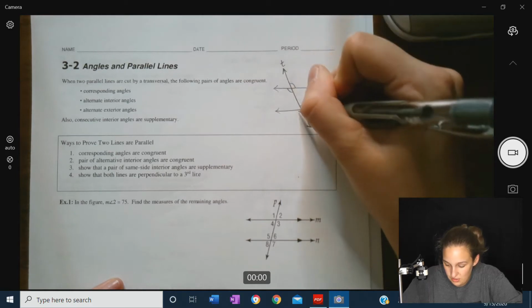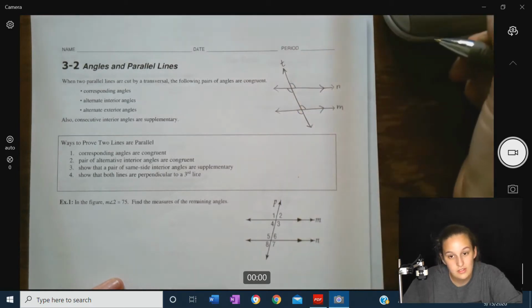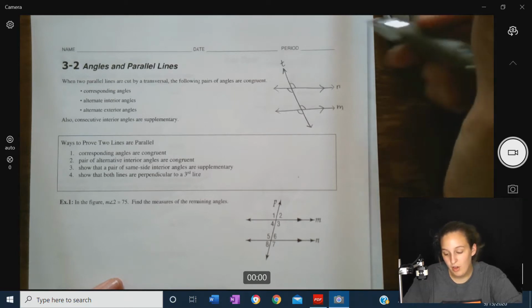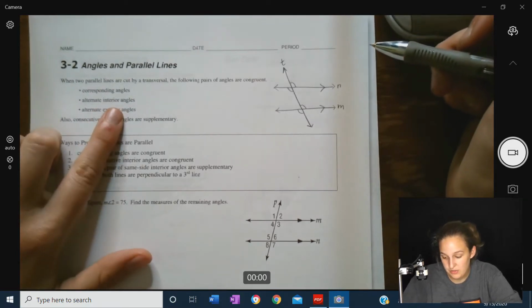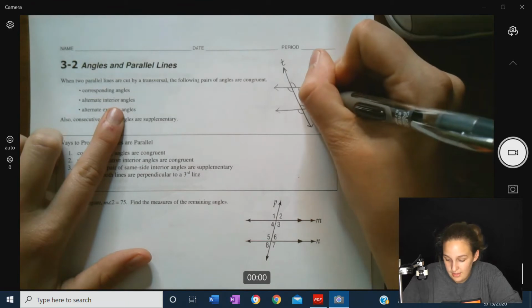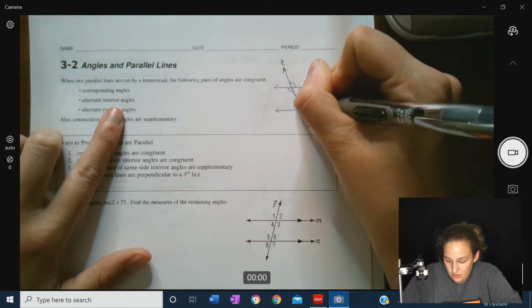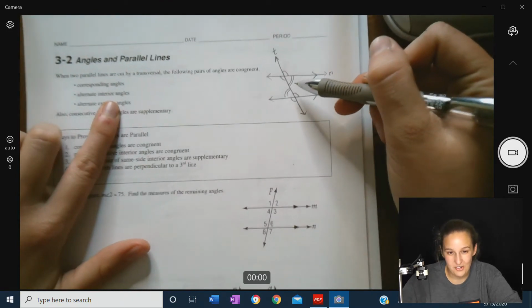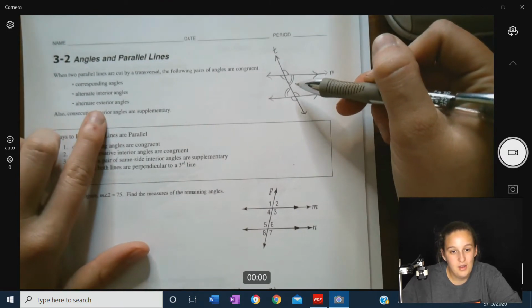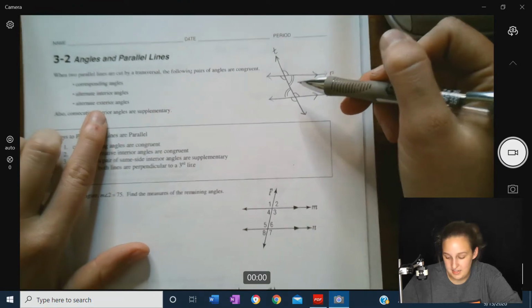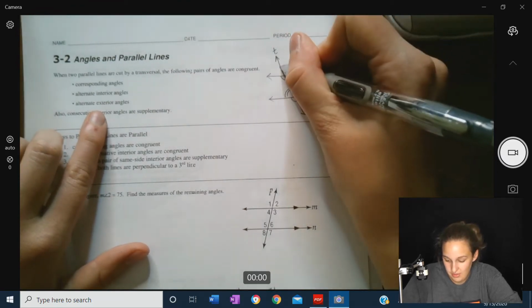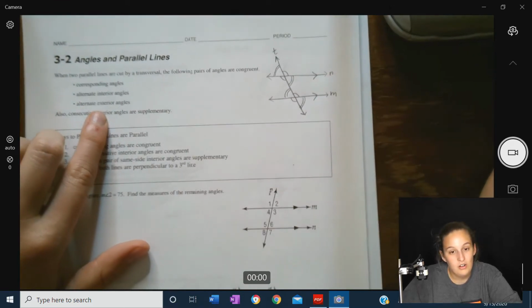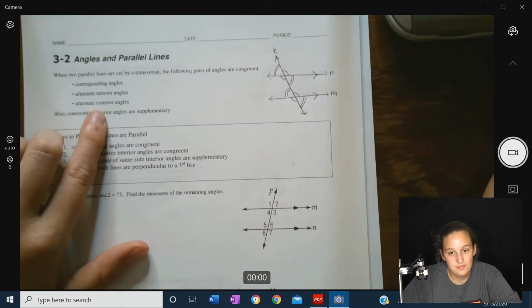or this angle and this angle. Those are congruent. You also have alternating interior angles. So this angle and this angle are alternating interior angles. You also have alternating exterior angles. So this angle and this angle are alternating exterior angles.